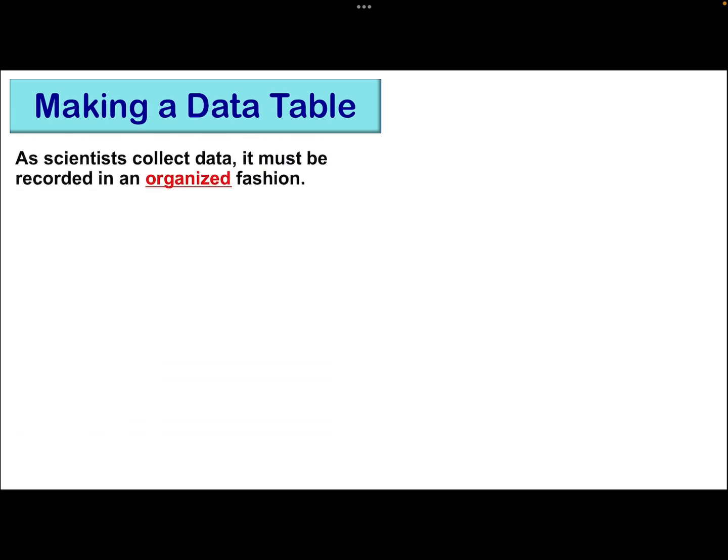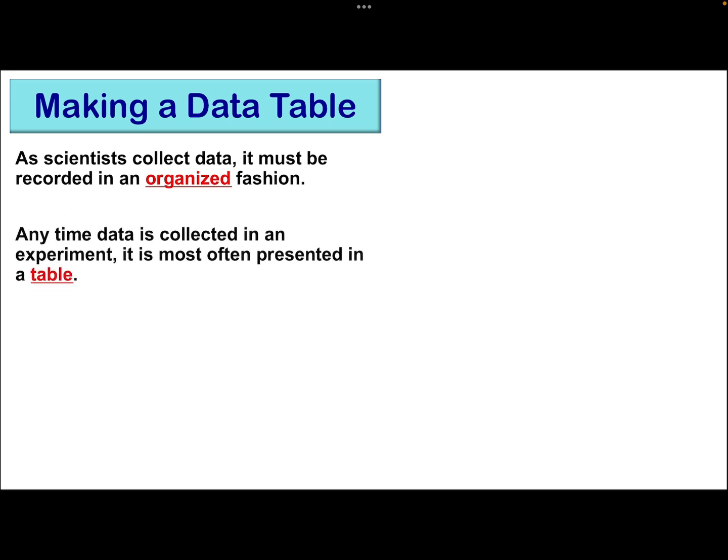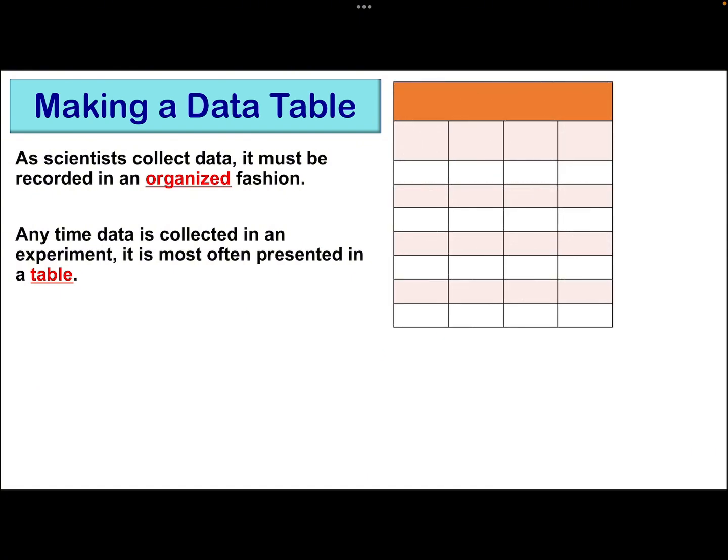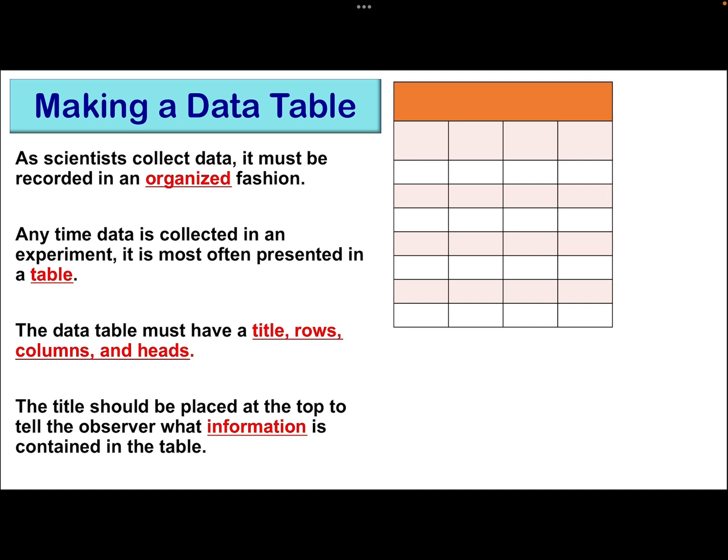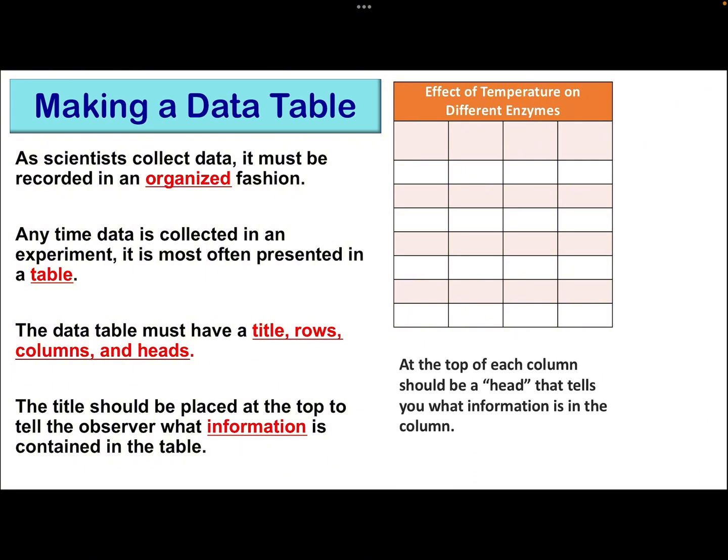Making a data table. Scientists collect data. It is necessary to record our data in an organized fashion. Anytime data is collected in an experiment, it is most often presented in a table. This is an example of a table. The data table must have a title, rows, columns, and heads. The title should be placed at the top to tell the observer what information is contained in the table. In this case, effects of temperature on different enzymes.